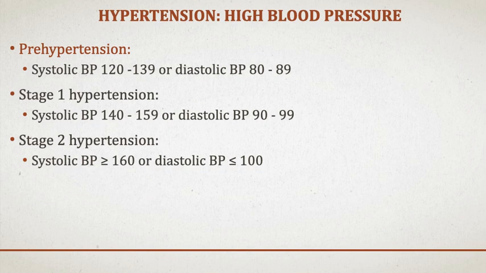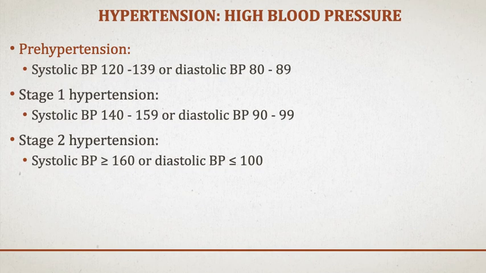So hypertension, or your high blood pressure, is divided up into stages. You have the pre-hypertensive stage. This is when the systolic blood pressure is 120 to 139 or diastolic of 80 to 89.